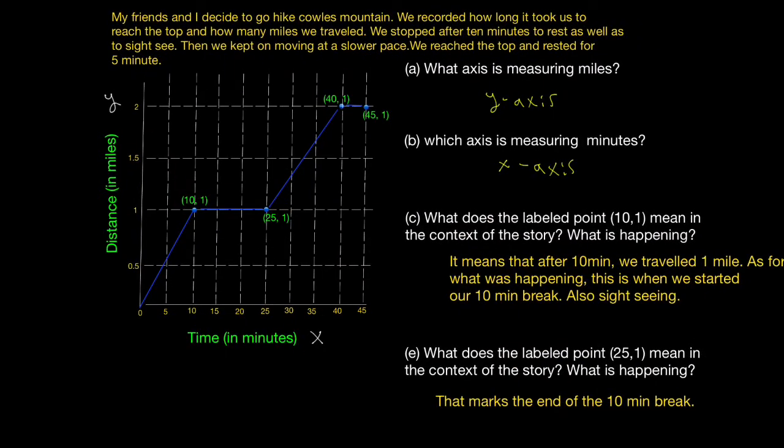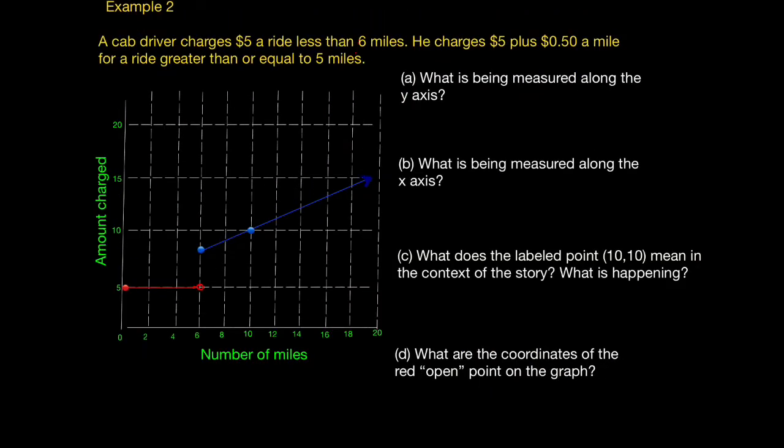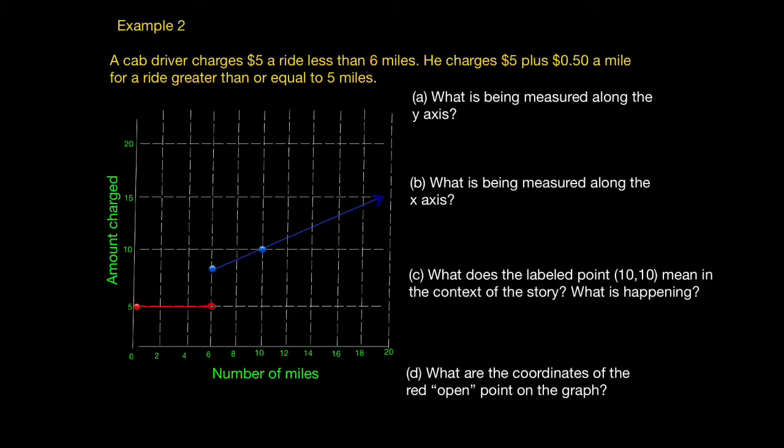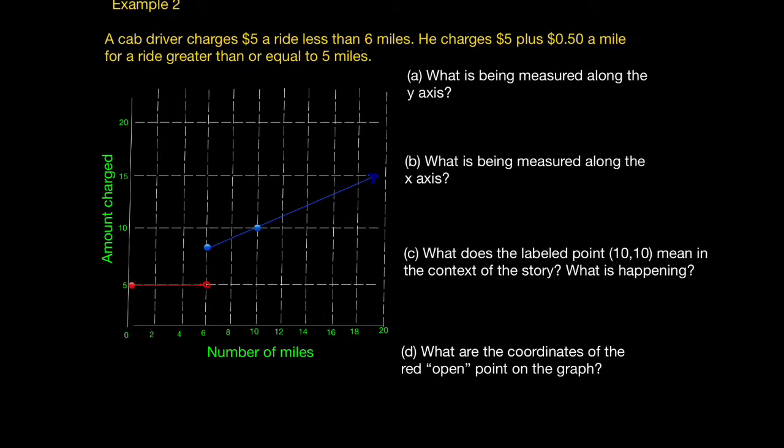Okay. Let's try one more example. Now we're going to look at cab drivers. I know that Uber and Lyft are very popular, so I'm not even sure if cab drivers are still in business, but let's use the context of a cab driver for this problem. A cab driver charges $5 a ride if it's less than 6 miles. He charges $5 plus 50 cents a mile for a ride that is greater than or equal to 6 miles. Here's the graph. Let's make sense of the context and use the graph to answer A through D.